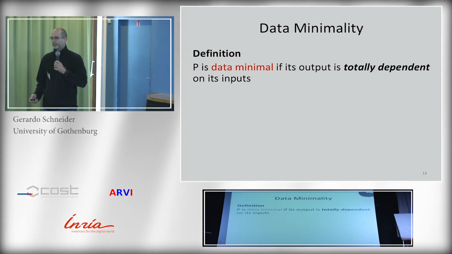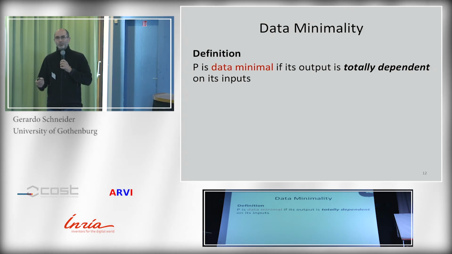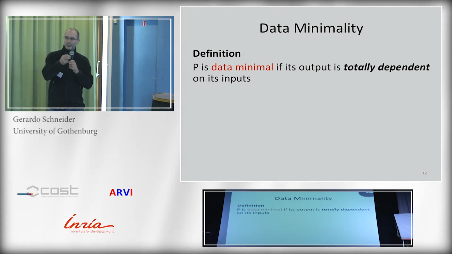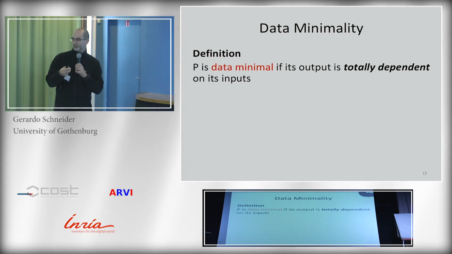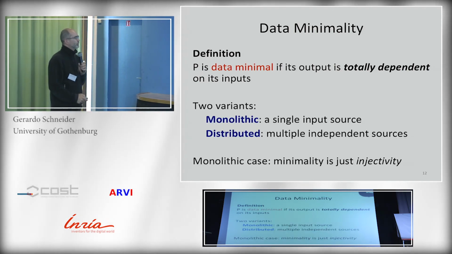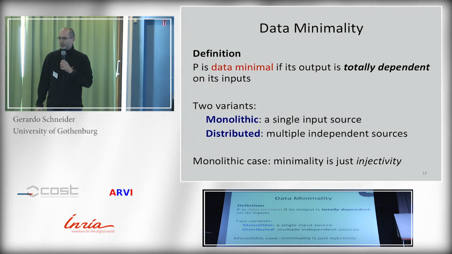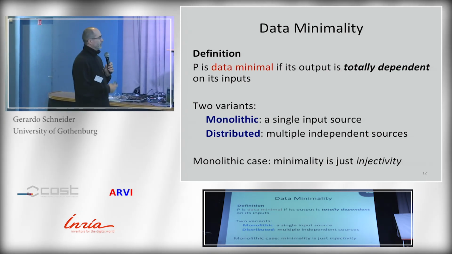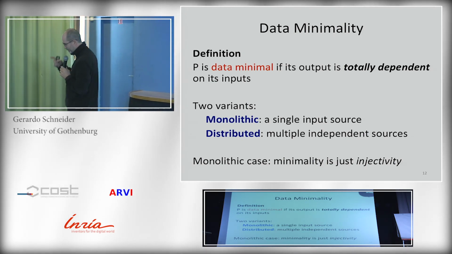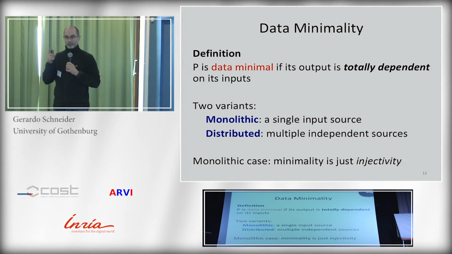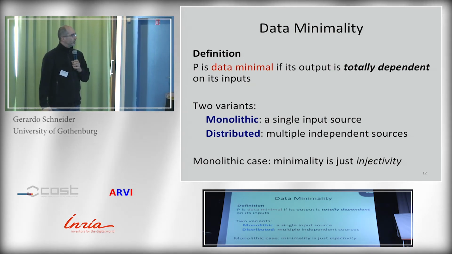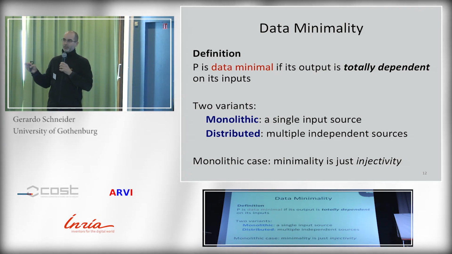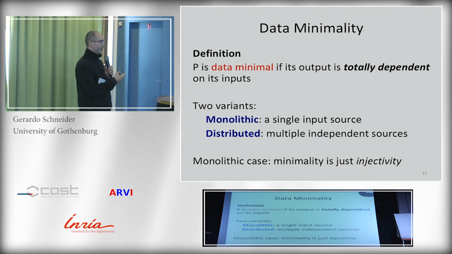Why is that? You want to collect as much information as possible, but exactly the information that you need for the computation, no more, no less. So it's a kind of duality with this notion of non-interference. We have two variants of data minimization based on whether you have only one input, this is the monolithic case, or whether you have multiple sources that are eventually independent. So you don't assume any kind of knowledge between the different sources, and we call that distributed.